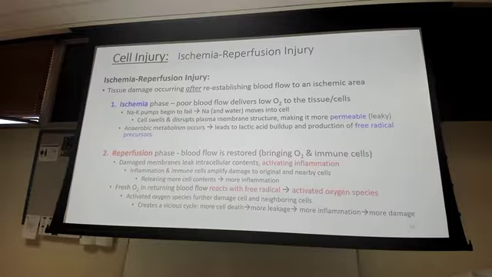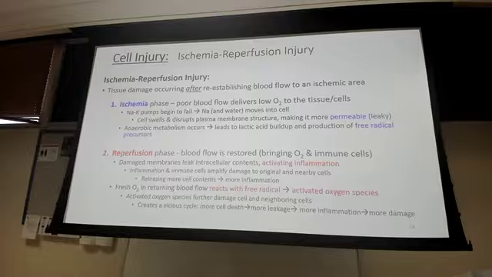And then we go and we open up that blood vessel, because that's what we should do, right? If somebody's having a heart attack, we need to open up that blockage. If we don't, the cells are going to die. We restore that blood flow, we put a stent in, or maybe we give them some thrombolytics, which break down that clot.